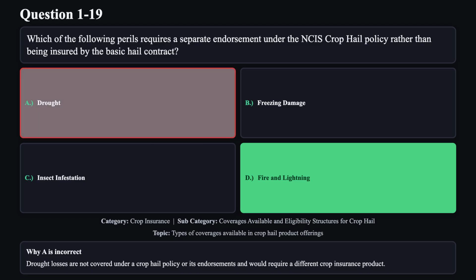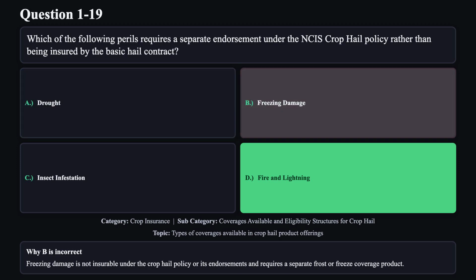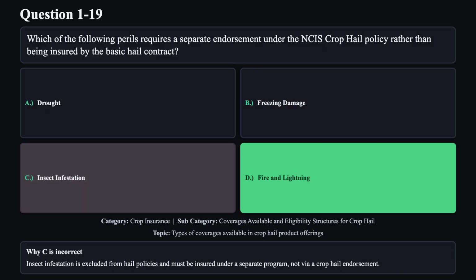Reason A is not correct. Drought losses are not covered under a crop hail policy or its endorsements, and would require a different crop insurance product. Reason B is not correct. Freezing damage is not insurable under the crop hail policy or its endorsements, and requires a separate frost or freeze coverage product. Reason C is not correct. Insect infestation is excluded from hail policies and must be insured under a separate program, not via a crop hail endorsement.